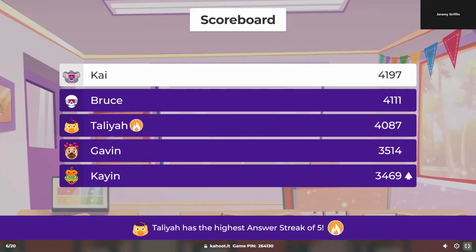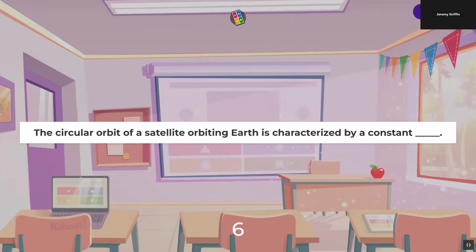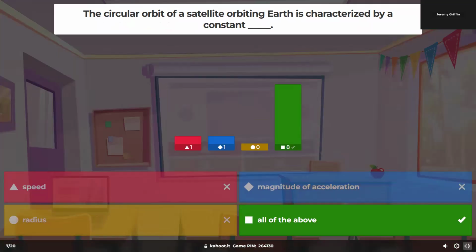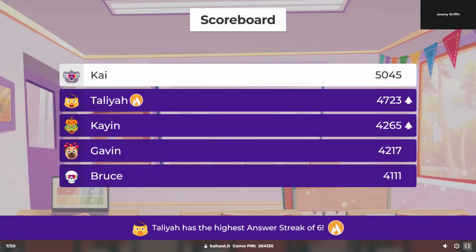All right, got Kaya and Gavin, Talia, Bruce, Kai. A circular orbit of a satellite orbiting Earth is characterized by constant, as long as it's circular... yeah, all the above, speed and radial size. And guys, what type of acceleration are we talking about? It's a special kind of acceleration, starts with a C. Oh, it's centripetal. It's being moved in a circle.